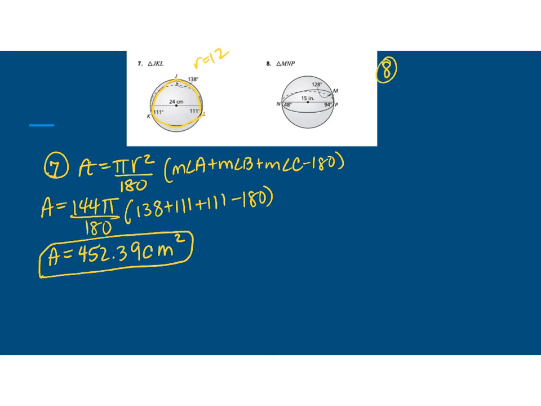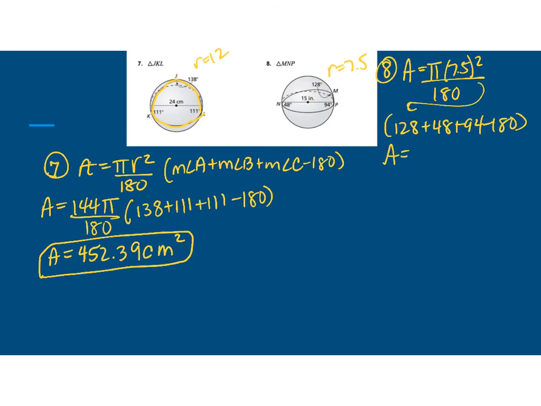Triangle MNP. The radius would be half of 15, so 7.5. And I'm just going to bring this parenthesis down here. So we would have 128 plus 48 plus 94 minus 180. And that's about 88.36 square inches.